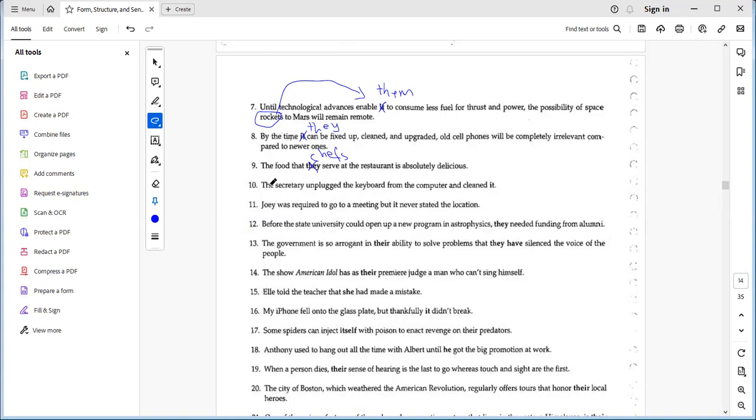Okay, Ziad, number 10. The secretary unplugged the keyboard from the computer and cleaned it. Cleaned what? Take care. We have a keyboard and we have a computer. Cleaned what? The keyboard. Okay. So it can be clean the keyboard or clean the computer. Both of them are right. The main thing is that you have to determine which one can stand here.